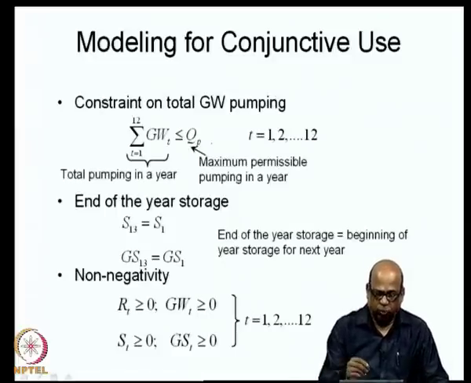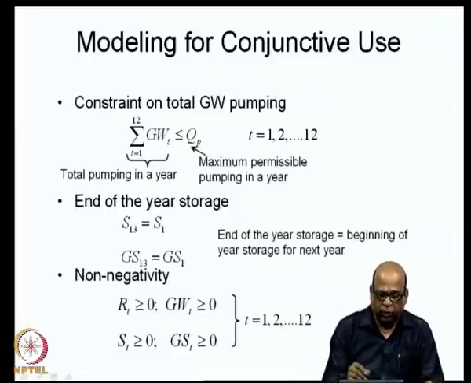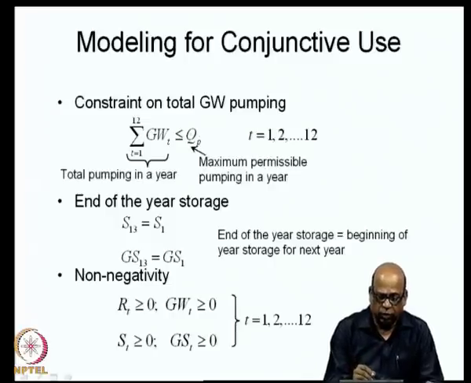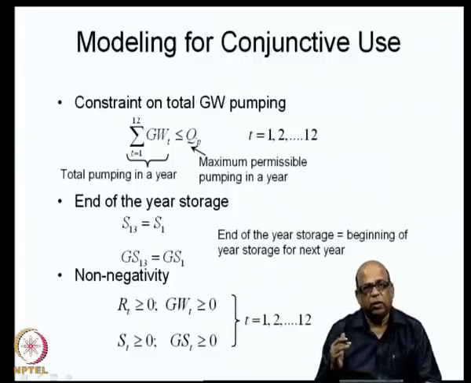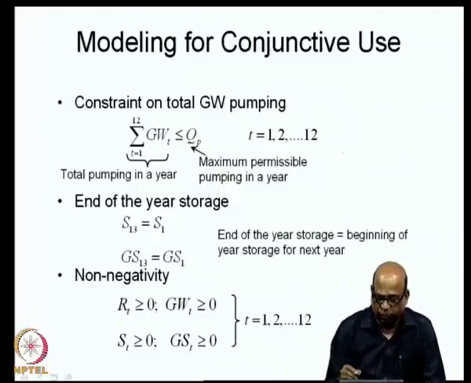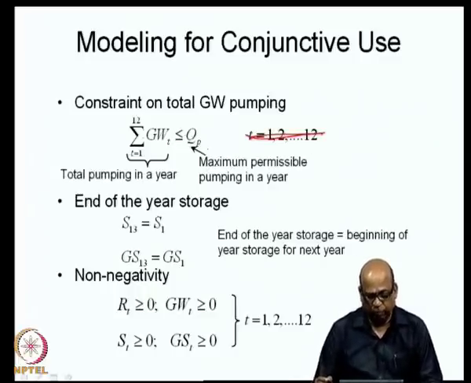And we have also specified that the total pumping in the year must be less than or equal to QP. We have said the QP is the maximum pumping that is allowed in terms of volume. So, in time period T you have GWT as the pumping. So, the total in the year, T equal to 1 to 12 of GWT, should be less than or equal to QP. So, this is the maximum permissible pumping in a year.